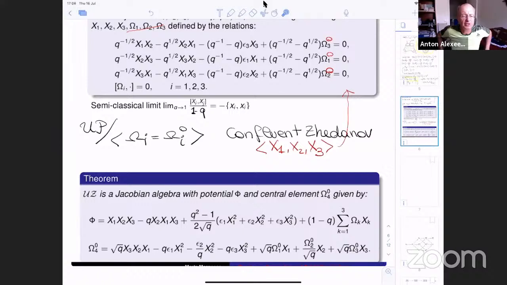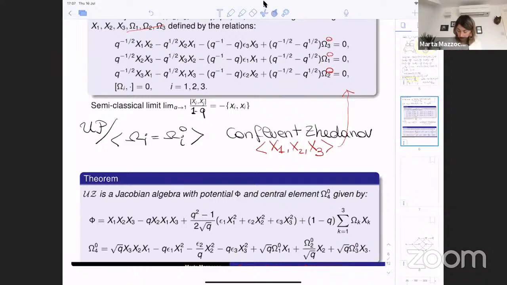Marta, maybe 2 questions. For the central element, the relations all look quite symmetric under the cyclic permutations, but now the central element doesn't. No, because you have to make a choice. Right, so the problem is that you have to make a choice. Okay, so first of all, let me remark 2 things.